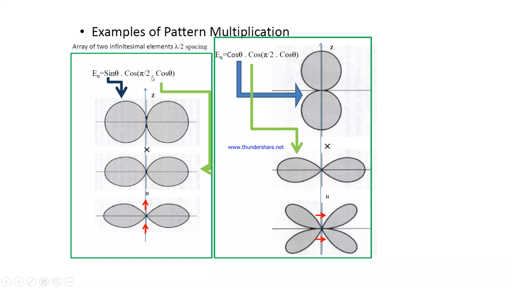In the same manner, with the cosine theta, that is in a vertical plane, En is equal to cos theta times cos of pi by 2 cos theta. So for this cos theta single element, that is the vertical plane, it has an H shaped pattern, with cos of pi by 2 cos theta being the pattern from the array. When we multiply these two, the resultant phase and amplitude values are taken just like this. So this is the example of pattern multiplication.